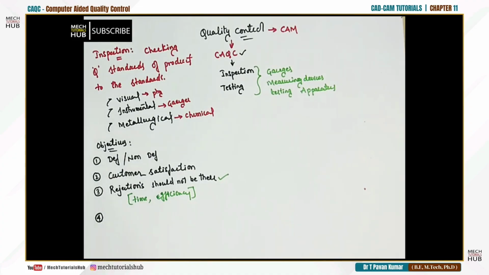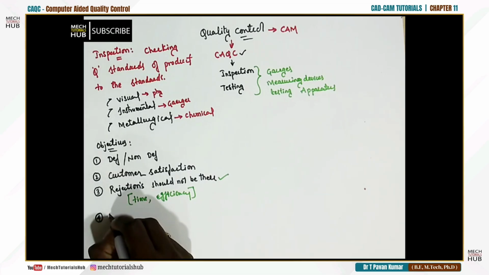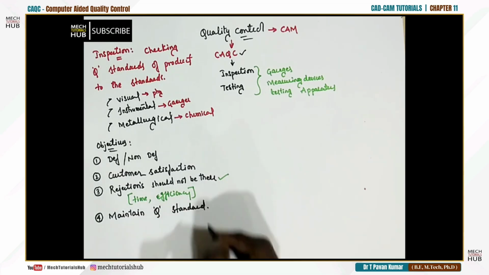One more objective is maintaining quality standards. Quality standard means the standards are already set for each and every individual firm based on the work they are performing, whether they are working on an automobile component or an aerospace component, or a company working on maybe military equipment. It all depends on the standards that they follow.